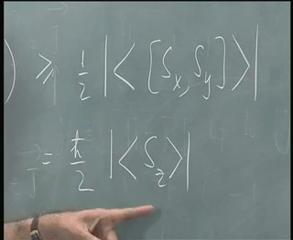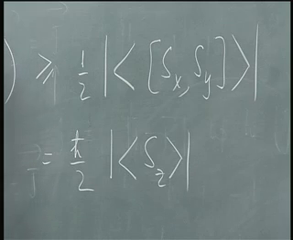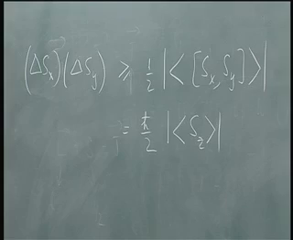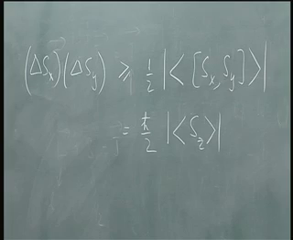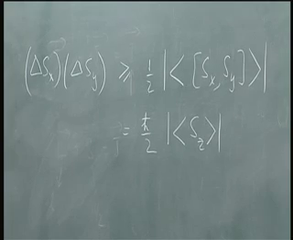How big can this be? No matter what state you are in, that can't be bigger than half, right? Because the eigenvalues of Sz would be either plus half or minus half in units of h cross. So this is a finite quantity. Can it be 0? Yes, of course.